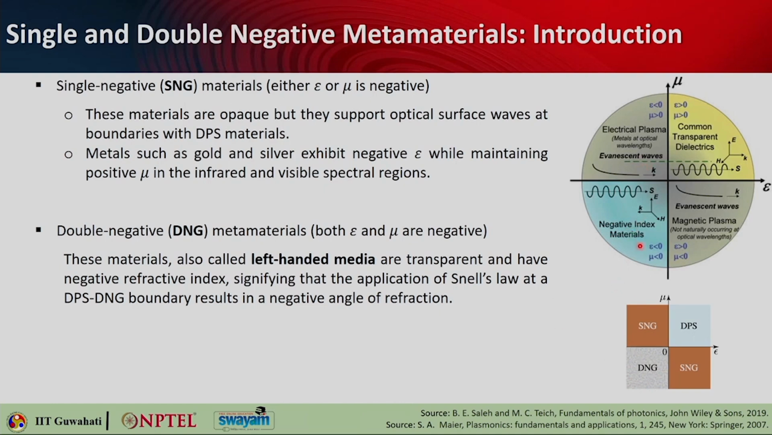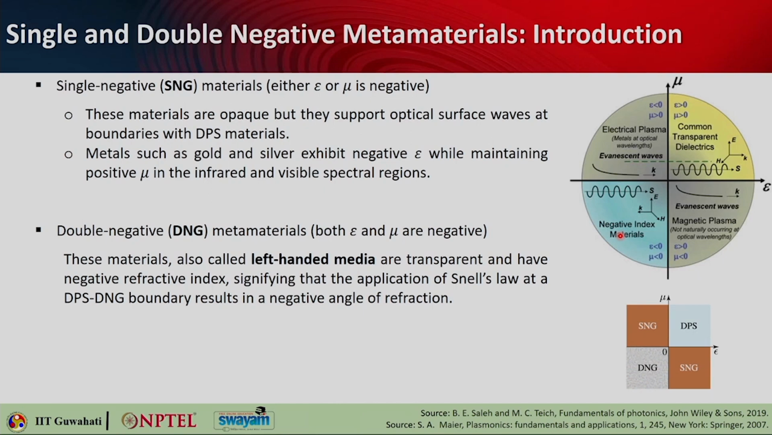Now if you look into the third quadrant, you see both permittivity and permeability are negative. These are called double negative metamaterials, and they are also called left-handed media. We will see that in subsequent slides. In all other quadrants the media is a right-handed media, but in the third quadrant, E cross H follows the left-hand thumb rule.